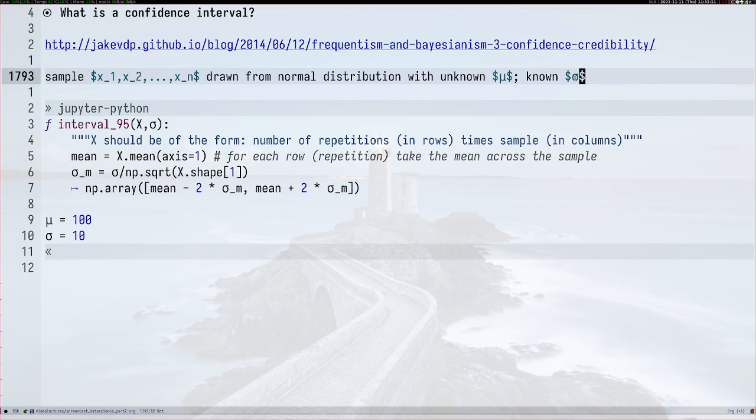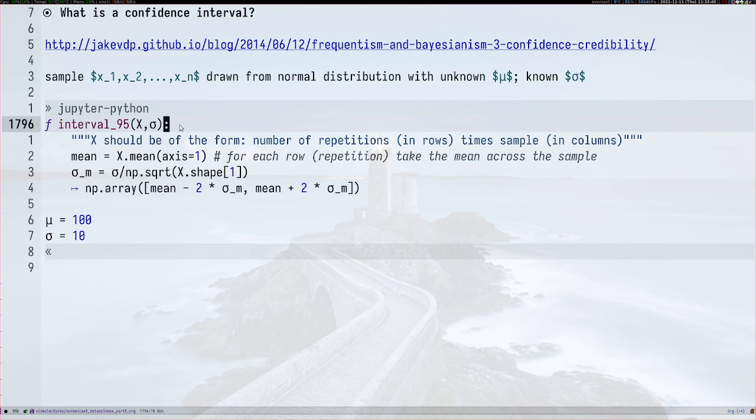So we know sigma, the standard deviation of the distribution where we're drawing from. But we want to figure out what the mu of that distribution is, so that we do not know when we do the analysis. Of course, in our case, because we simulate our own data, we actually do know what mu is. So the question is then, can we figure it out using our intervals? And what do these intervals then mean?